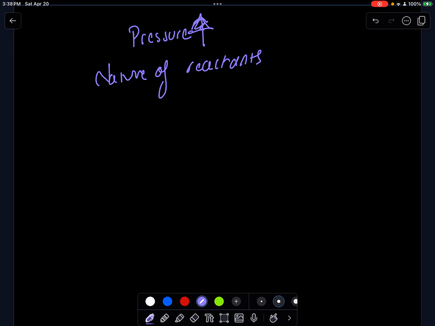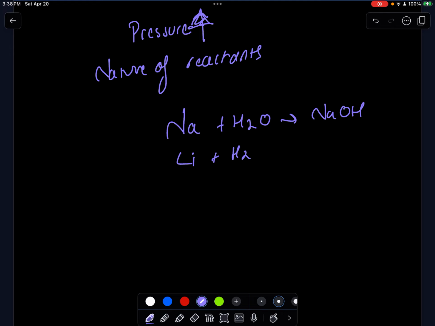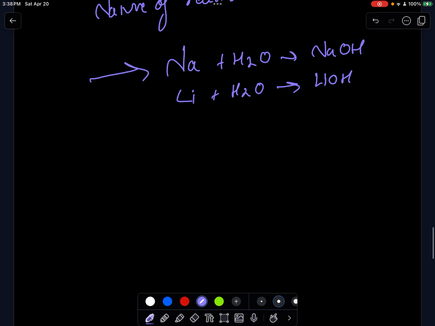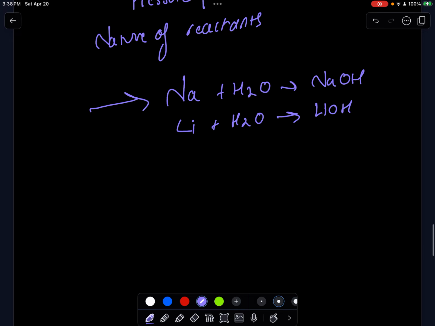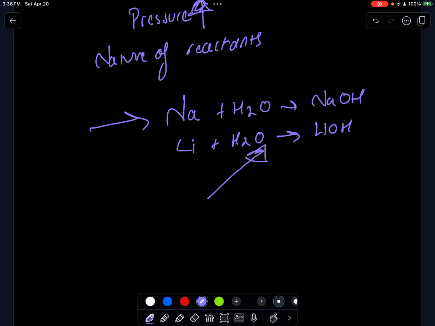So, certain reactants will react faster simply because they are more reactive. For example, sodium will react faster than lithium when you put them in water. The reason is because sodium is more reactive. That is because sodium can lose an electron more easily than lithium. We don't have control over this aspect.